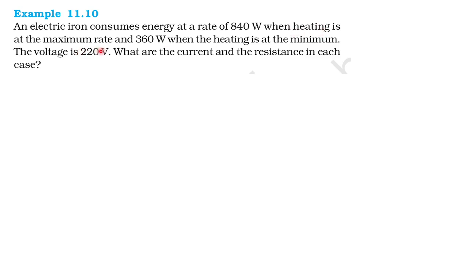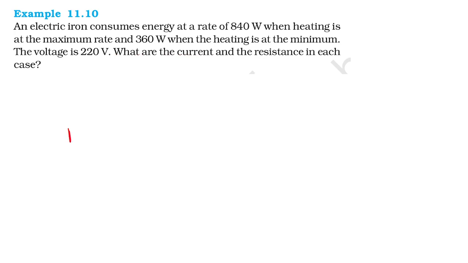When heating is at the maximum rate, 840 watt, and 360 watt when the heating is at the minimum. You know that for the electric iron, there are two adjustments, correct? If we keep the low level, the heating will be too less. If we keep the button at the maximum level, the maximum heat energy will be produced. The voltage is 220 volt. What is the current and resistance in each case? It is not a tough question.